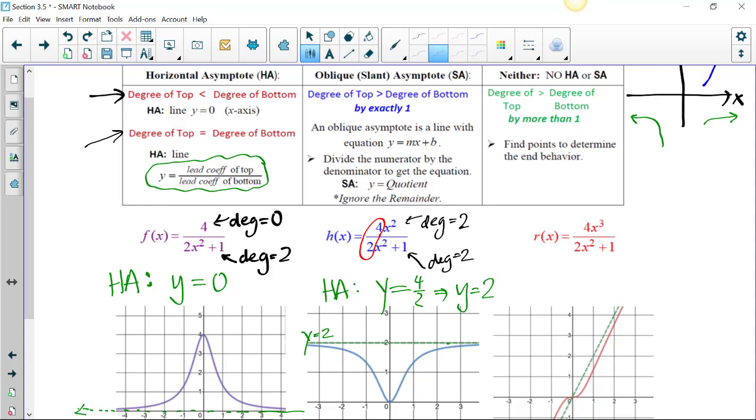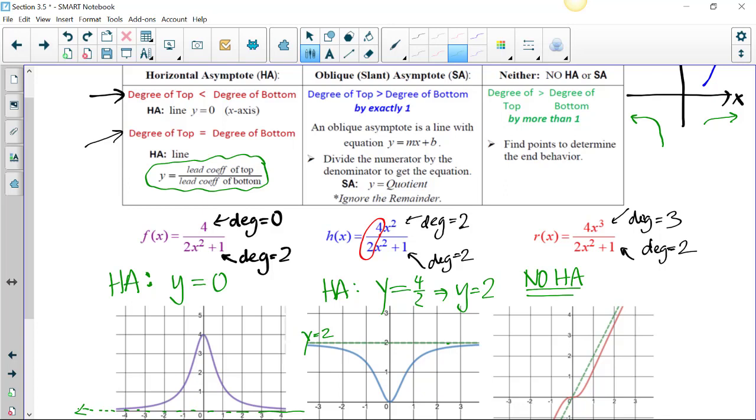Okay, in our last situation, the degree of the top is 3, cubed. Degree of the bottom is squared again. Yes, it's the same all the time. You're not seeing things. Okay, the degree of the top, 3, is larger than the degree of the bottom. So here's the situation right here. When the degree of the top is larger, then basically you have no horizontal asymptote.